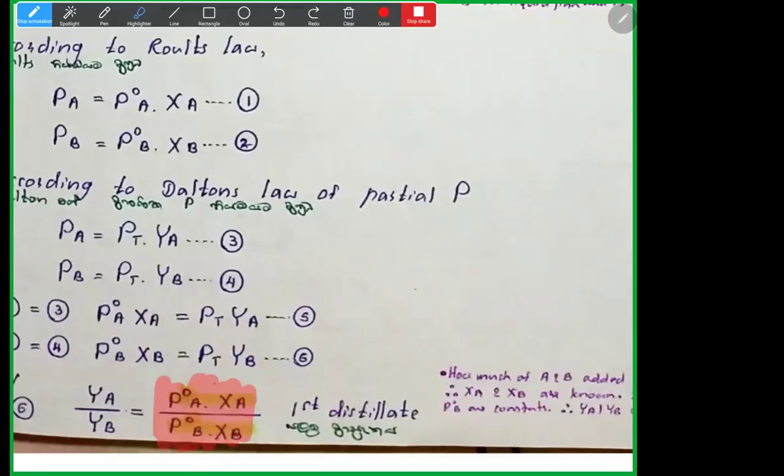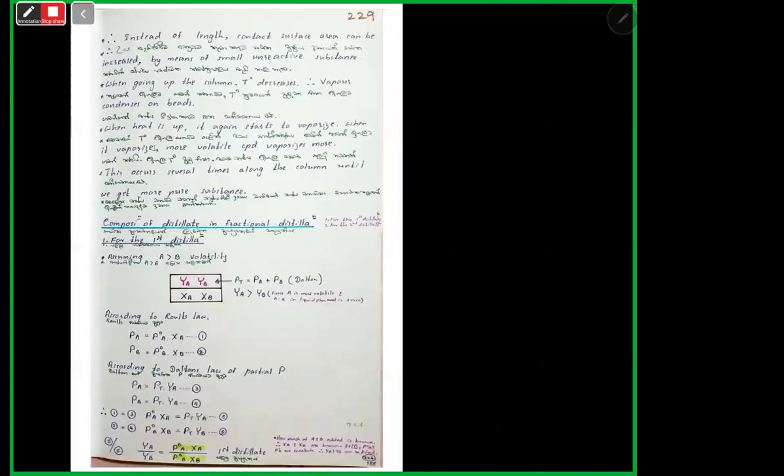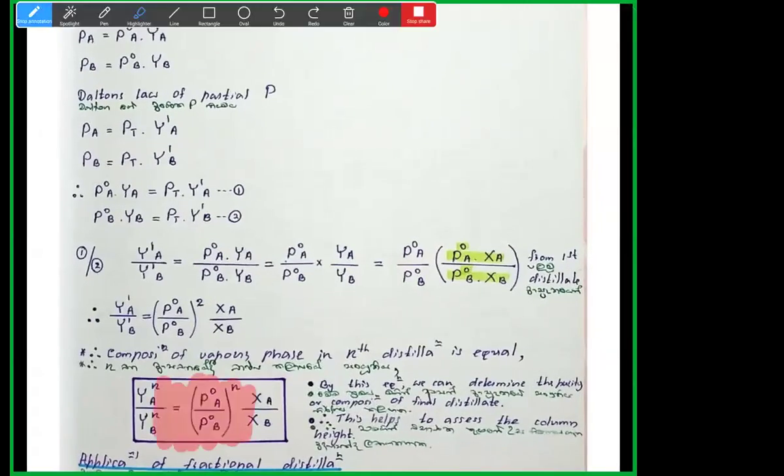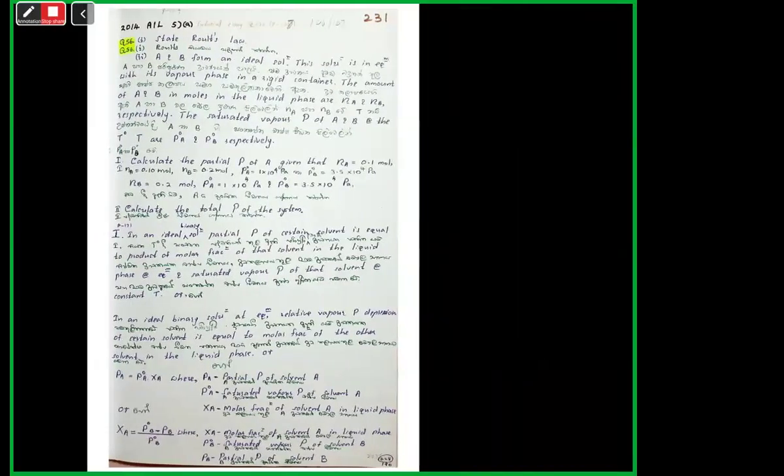YA divided by YB equals P naught A XA divided by P naught B XB. So that instead of this YA and YB, I'm writing P naught A XA over P naught B XB. Then I have P naught A and P naught A here, P naught A squared. P naught B and P naught B multiplied, P naught B squared. It simply means then XA and XB. Whatever the number of times I'm distilling, that is the power of XA divided by XB. So N power gives P naught A over P naught B to the power N, into XA divided by XB. Clear this. Applications easy. Memorize.